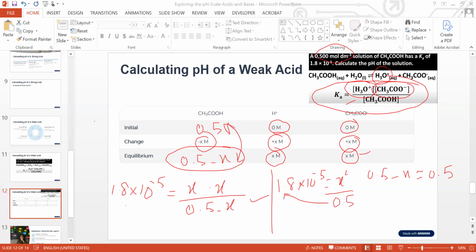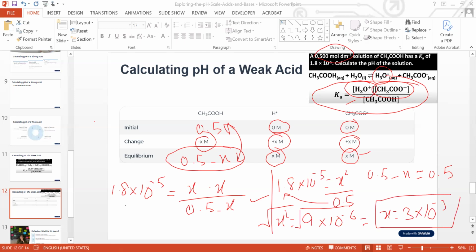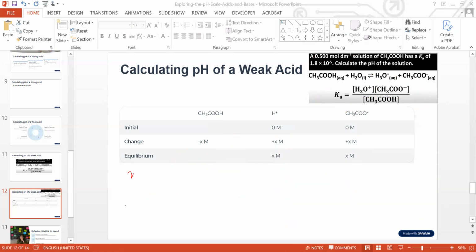Now 0.5 is going to multiply on this side. So X square is equal to 9 into 10 raised to power minus 6. Now to get the value of X, we have to take the square root on both of the sides. So X is equal to 3 into 10 raised to power minus 3. Now we got the concentration of X, which is the concentration of hydronium ion, and that is equal to 3 into 10 raised to power minus 3.